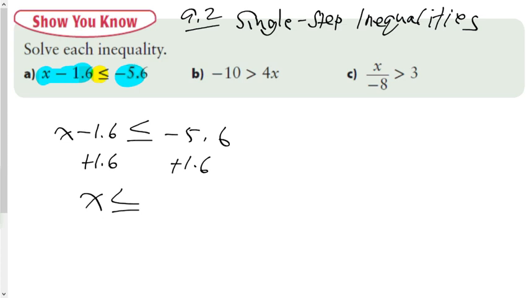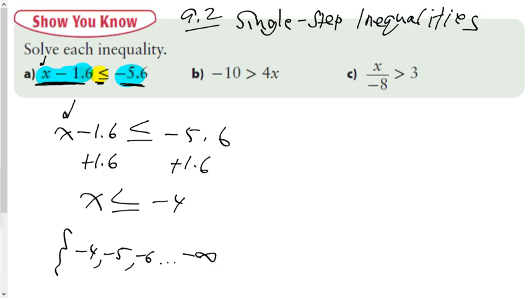And my solution will be any value of x that is less than or equal to negative 4 that I substitute here in this expression, x minus 1.6. Any value of negative 4 or less will maintain this side being less than or equal to this side. So if I think about the numbers, any number less than or equal to negative 4 would work, negative 5 would work, negative 6 would work, all the way to negative infinity.